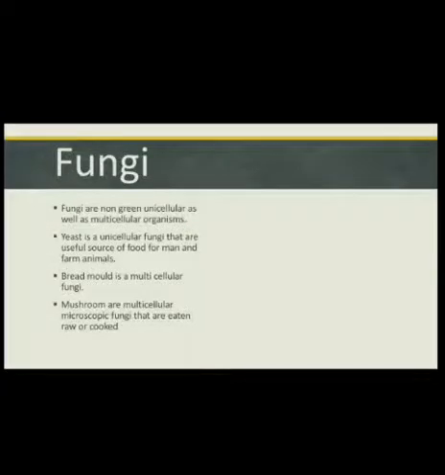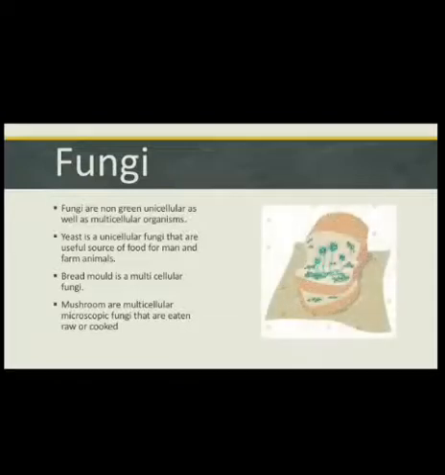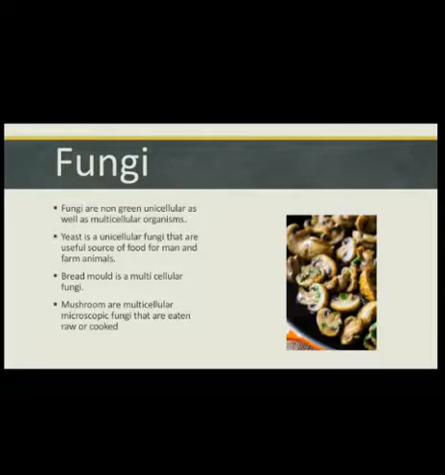Next is fungi. Fungi are non-green, unicellular as well as multicellular organisms. What do you mean by non-green? They cannot produce their own food. Yeast is a unicellular fungus that is useful as a source of food for man and farm animals. Bread mold is a multicellular fungus. Mushrooms are multicellular macroscopic fungi that can be eaten raw or cooked.